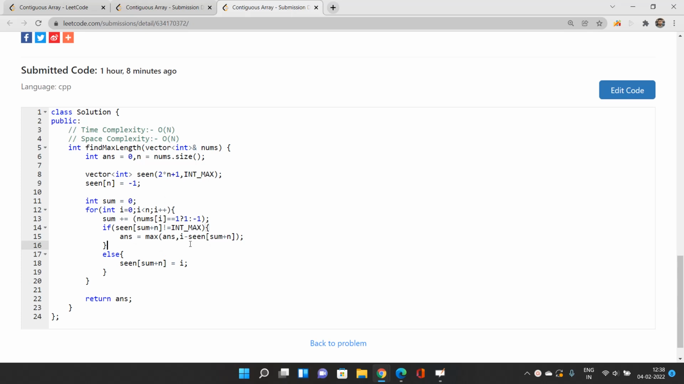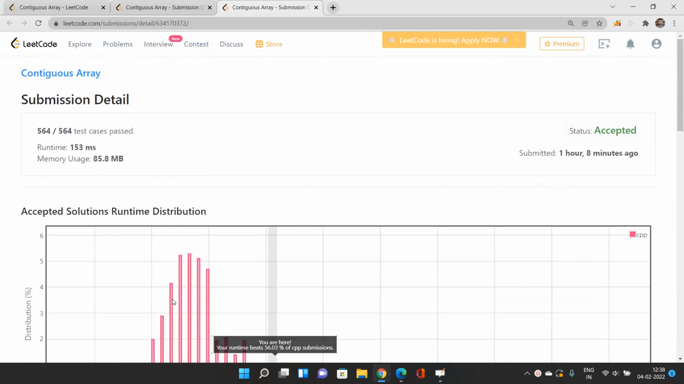And when I have found this minimum L, I will try to maximize the length of the subarray. Otherwise, if this prefix sum has not been found, then I will store the entry of this prefix sum as the current index, and finally return the answer. So this will give you all test cases passed.